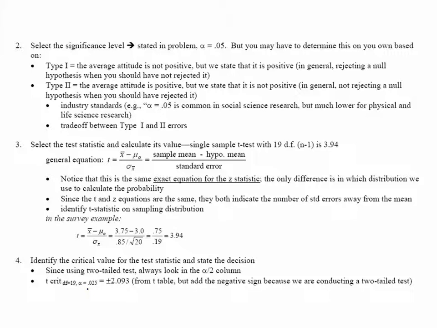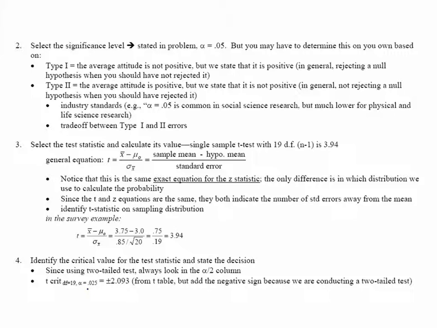Hopefully you can kind of see the connection there, where a type 1, we're convicting an innocent person. We're rejecting a true null hypothesis. Type 2 is that we're acquitting a guilty person. Or in this case, we are failing to reject a null hypothesis when it is actually false. So there's this trade-off between our type 1 and our type 2 errors.